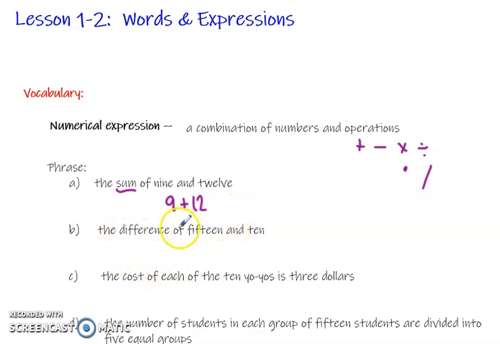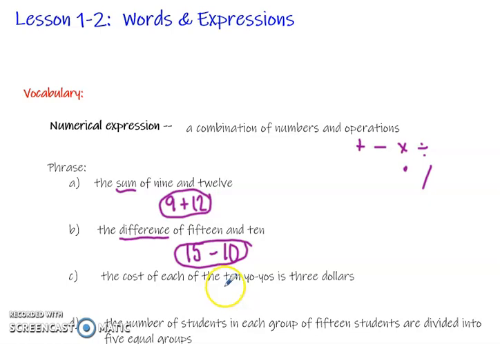Okay, the difference. Difference means what? I hope you're saying inside your head that it means subtracting. The difference of 15 and 10, and you do it in the same exact order that's written down. 15 minus 10. We don't even have to calculate that that's 5. Okay, this is our answer. It's an expression. I think in your homework it tells you to find the expression, or maybe it says find the numerical expression.